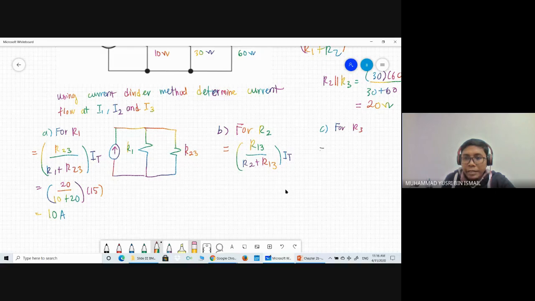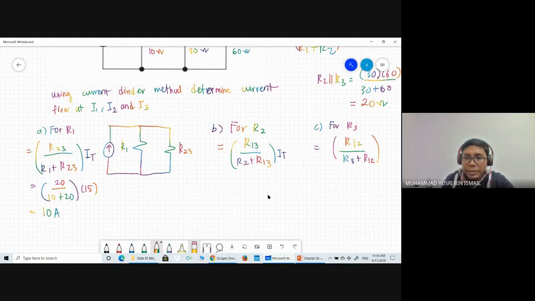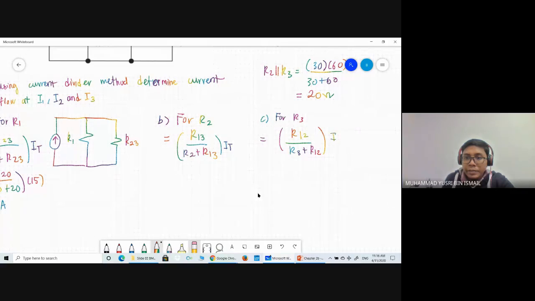And then for R3, you will have R12 divided by R3 plus R12, times I total. So how much do you get for R2?